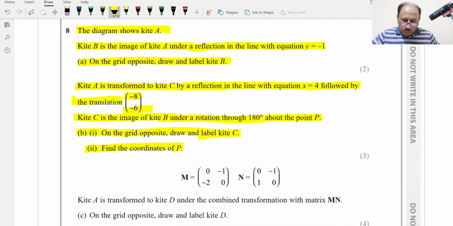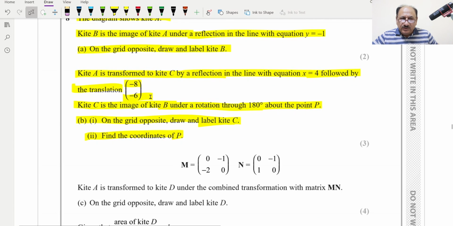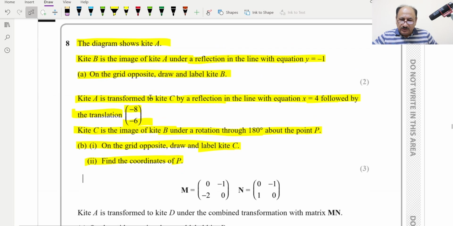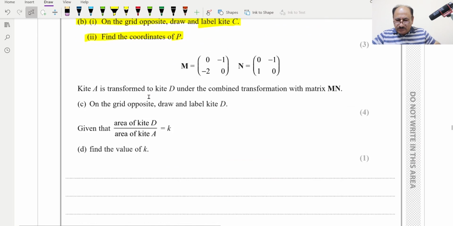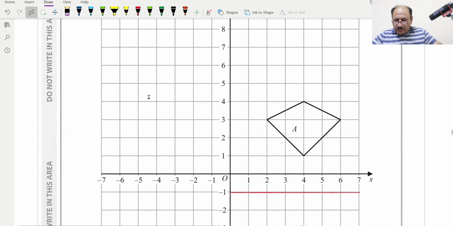So we are having two tasks. One task is we have to draw kite C, which is basically, first, a reflection in the line x is equal to 4. So which line is x is equal to 4? X is equal to 4 is this line. If we draw this line, this is x is equal to 4. So after reflection, it will remain at its location. It will not be going anywhere.